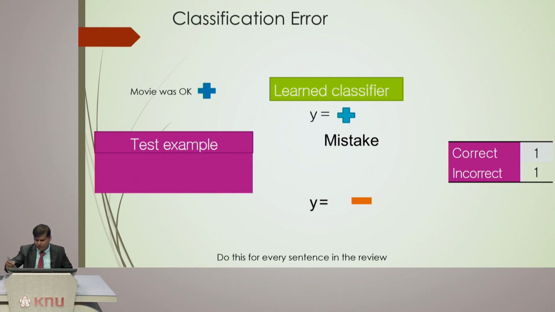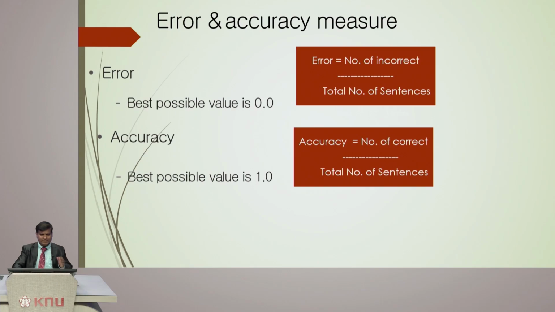So then, which means that we have come across an incorrect output. We have made a mistake. So we have to do it for every sentence in the review and see how much correct information we have got, how much incorrect information, and based on this we can see how good our classifier is. So that takes us to the next slide.